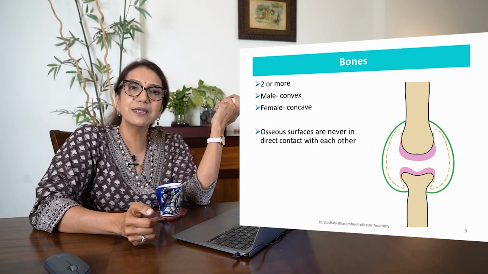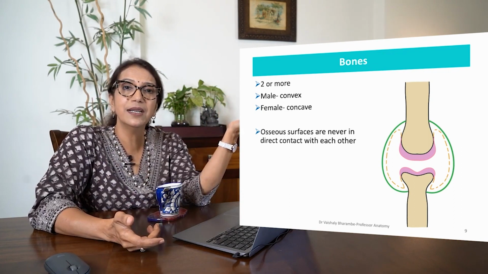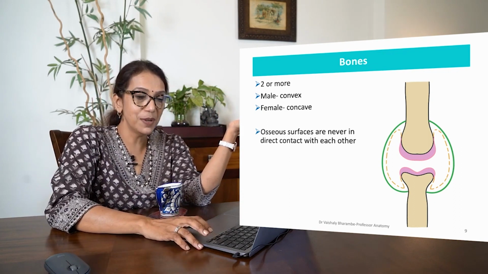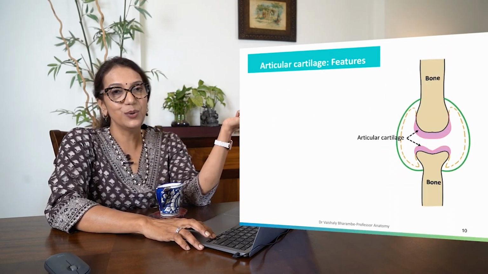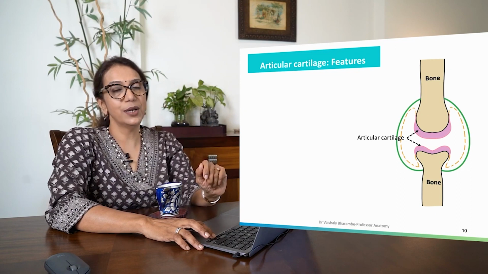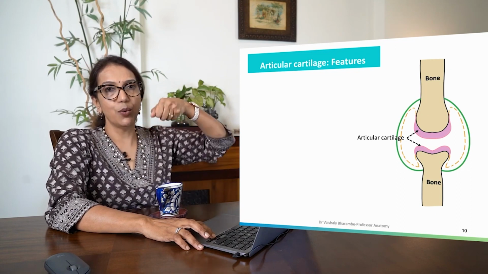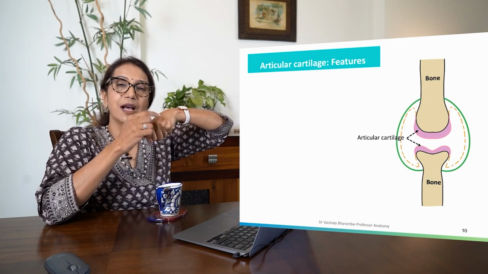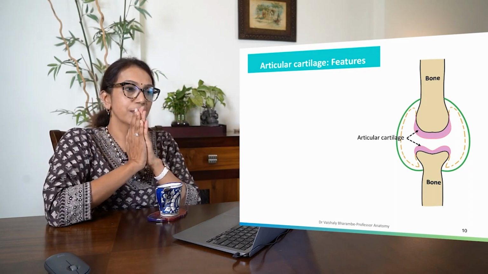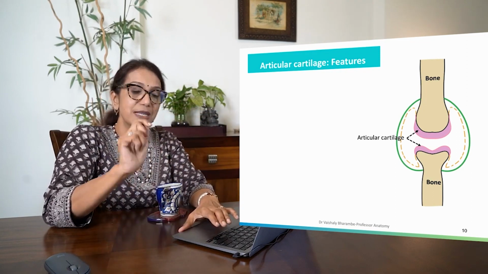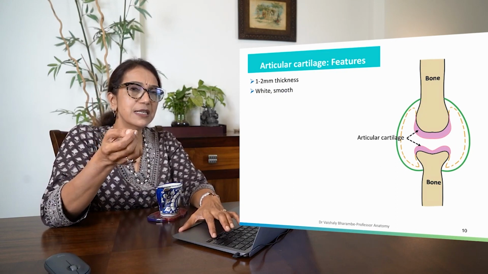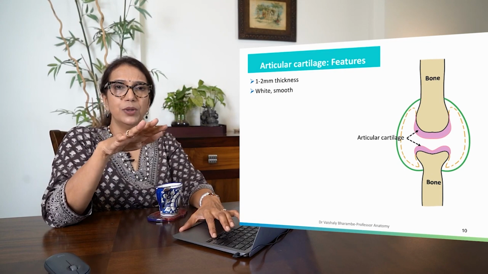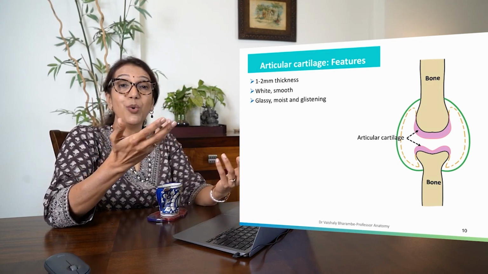Why are they some distance apart? How can they articulate then? They are some distance apart because they are covered by articular cartilage. Okay, so now let's talk about articular cartilage. Two bones, one convex, other concave, covered by articular cartilage. Now let's talk about features of this articular cartilage. It's about 1 to 2 millimeter in thickness. It's white, smooth, glistening, moist.